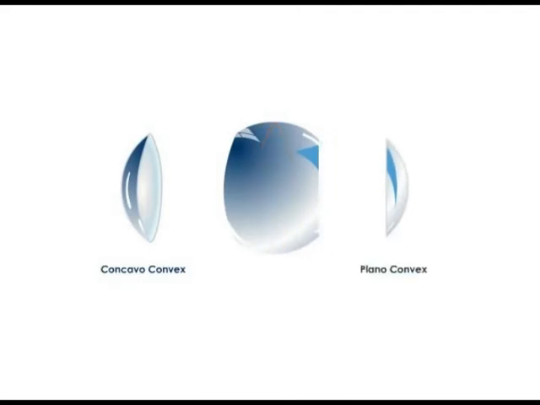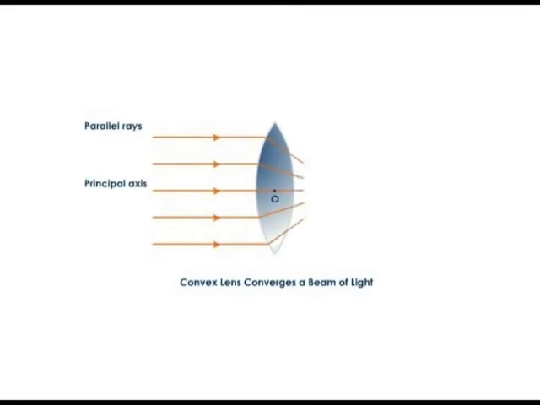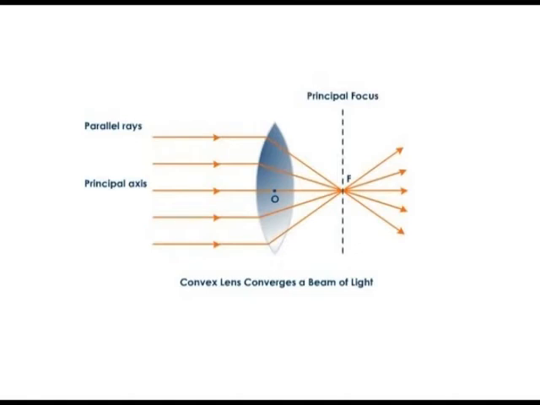So in summary, an optical glass sphere can be cut in a required manner to obtain convex lenses. There are three types of convex lenses: the concavo-convex, the double convex, and the plano-convex. Convex lenses are thicker in the center and become thinner at the edges. Rays of light incident to a convex lens converge at one point after refraction. That is why a convex lens is also called a converging lens.